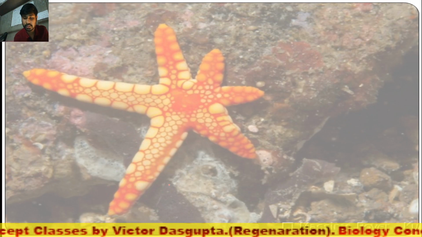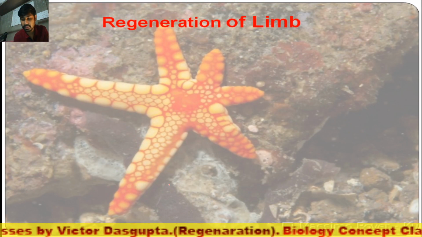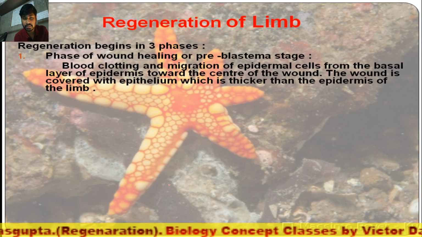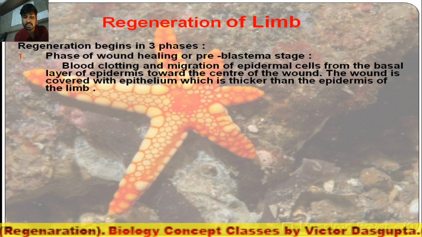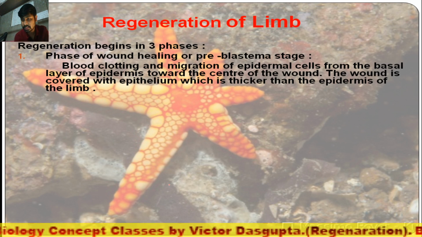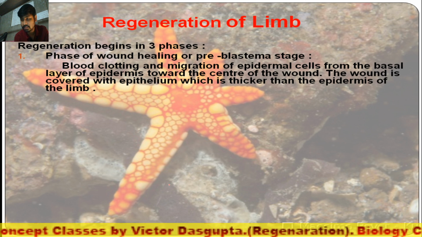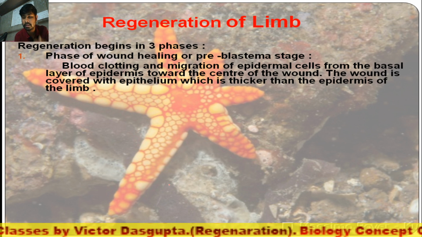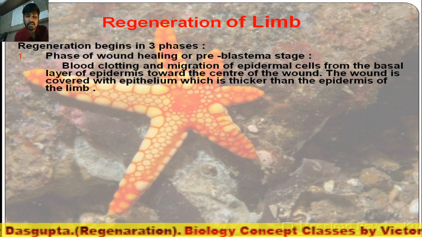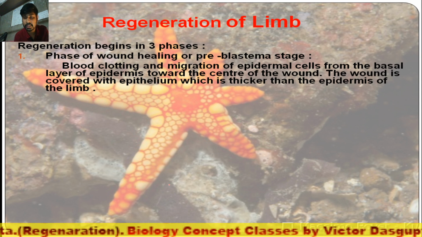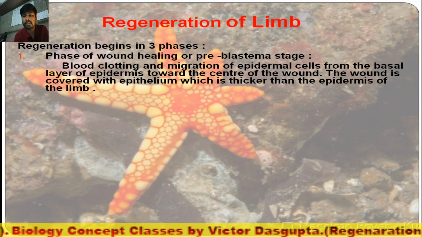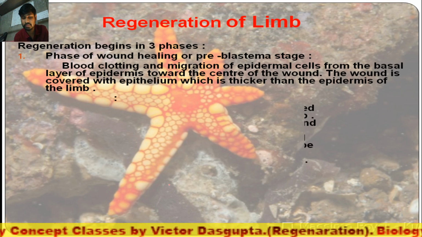Okay, right. So regeneration of the limb, we will see here, has 3 steps. The first step is the phase of wound healing and the pre-blastema stage: blood clotting and migration of the ependymal cells. Ependymal cells are very important cells in the process of regeneration. From the basal layer of the epidermis towards the center, the wound is covered with an epithelium which is thicker than the epidermis of the limb. We should consider this one.